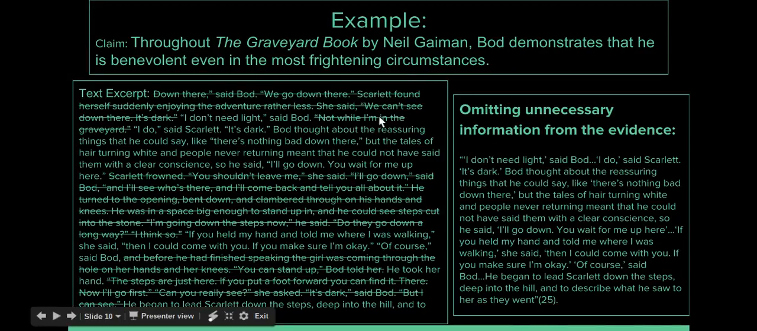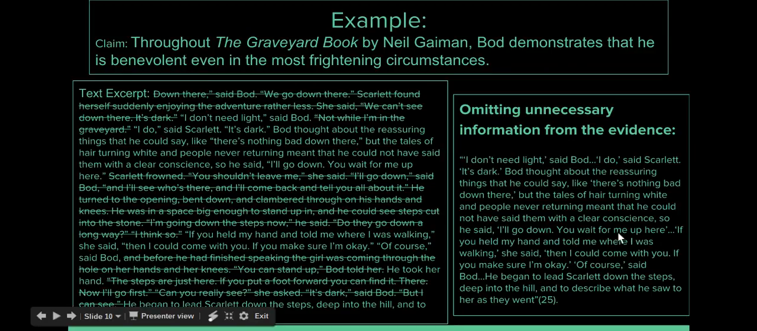I'm jumping from one place in the text to another place. Because if you look here, I decided I don't really need this line to help me prove how benevolent he is. It's not necessary. So I'm going to jump to where it says, "I do," said Scarlet, "it's dark." So I'm over here. Bod thought about the reassuring things that he could say, like, there's nothing bad down there. But the tales of hair turning white and people never returning meant that he could not have said them with a clear conscience. So he said, "I'll go down. You wait for me up here."